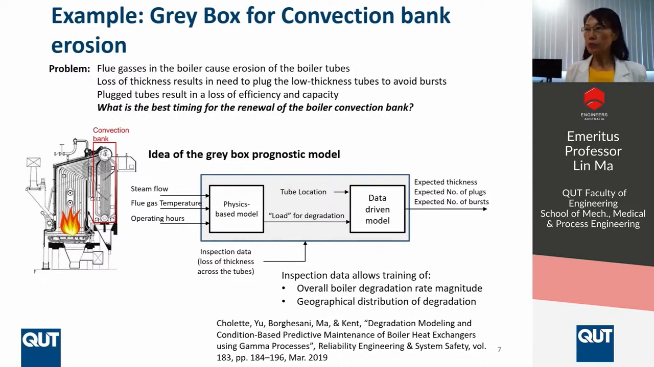And then we have a data-driven model, like a big data and AI model, to look at what failures could happen, the probability of those failures happening at a certain area or certain panels, and when the burst would happen.